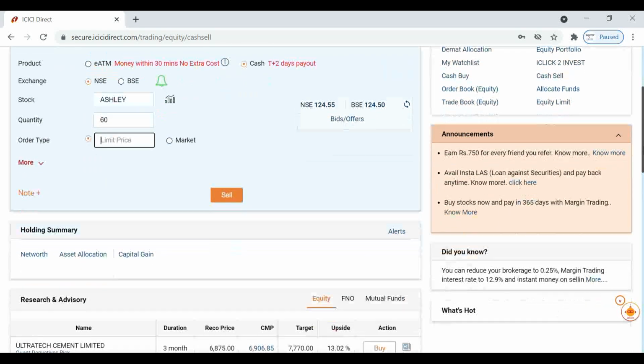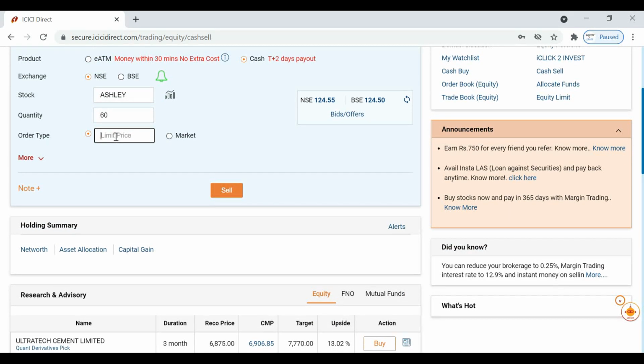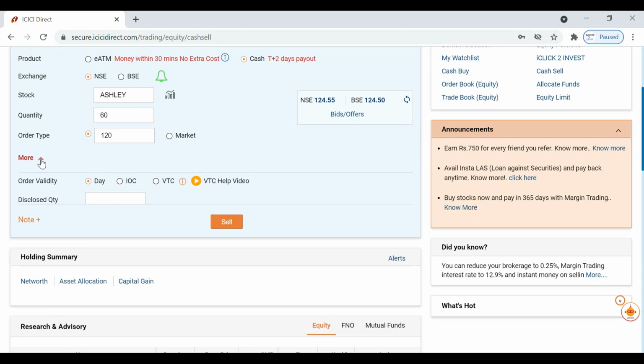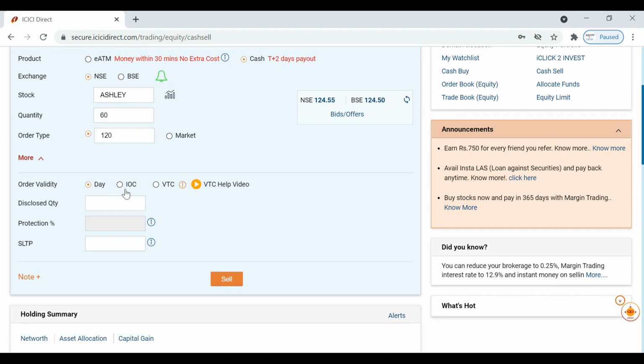Then we put the limit price. The current price is 124.55, and I am giving 120. Then you have to go to the option more. Here you can see day, IOC, BTC. If you want to keep a stop loss trigger price, we have to select the option only day. It will be valid only for a day.